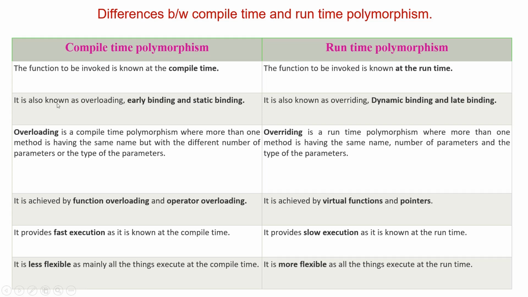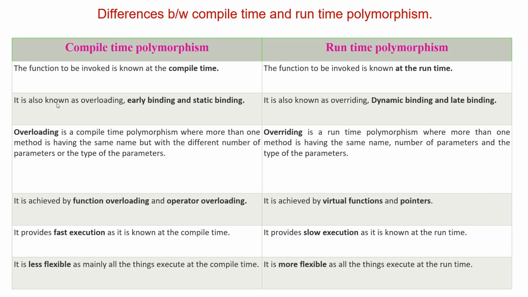Second point: compile time polymorphism is known as overloading, early binding, and static binding. The second point of runtime polymorphism: it is known as overriding, dynamic binding, and late binding.